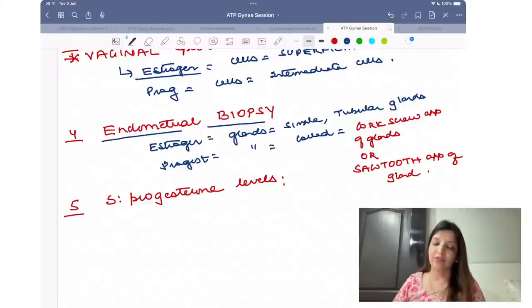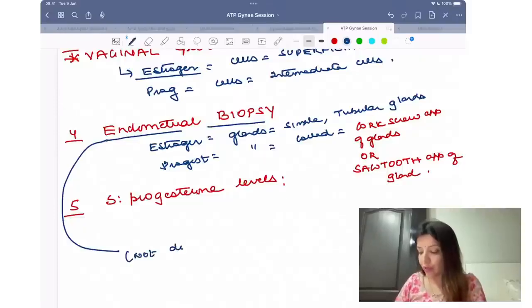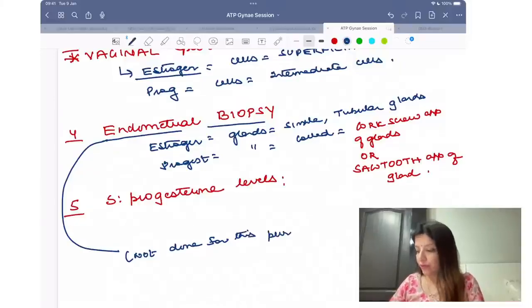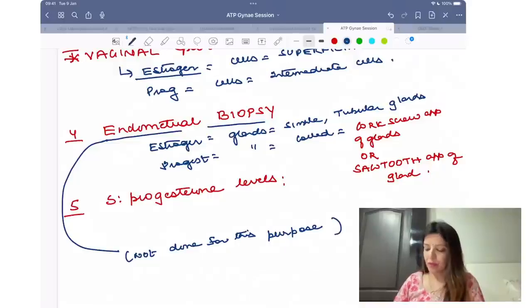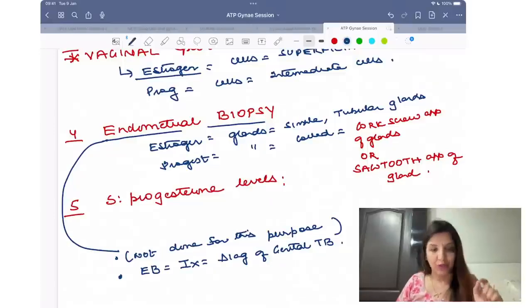Then serum progesterone levels. You can check the serum progesterone levels on day 22. Please remember, endometrial biopsy is not done for this purpose. I could have done this, but it is not done for this purpose. Number two, endometrial biopsy का indication these days is for diagnosis of genital TB. For diagnosing genital TB, I am going to do endometrial biopsy, right? Okay.